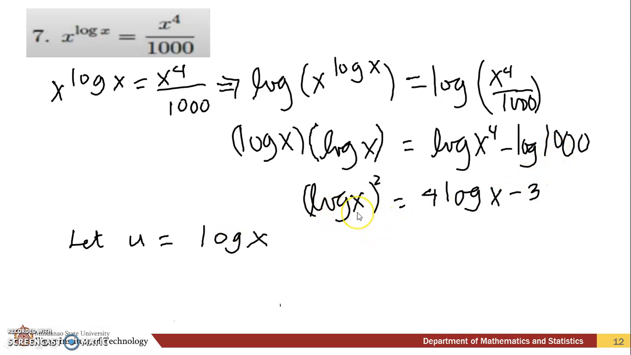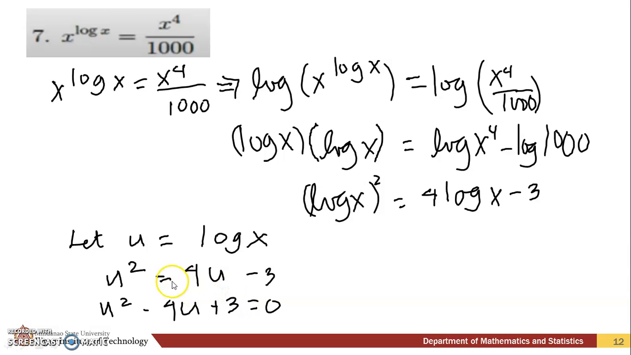If we let u be equal to the logarithm of x, then this becomes u squared equals 4 times u minus 3. In other words, we can transpose 4u here, so it becomes negative 4u. Transpose negative 3, so you have plus 3. That's equal to 0. U squared minus 4u plus 3 equal to 0. That's the result of what we had earlier.